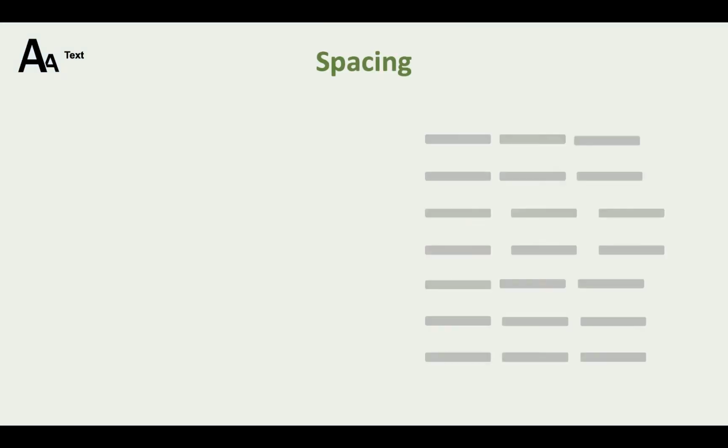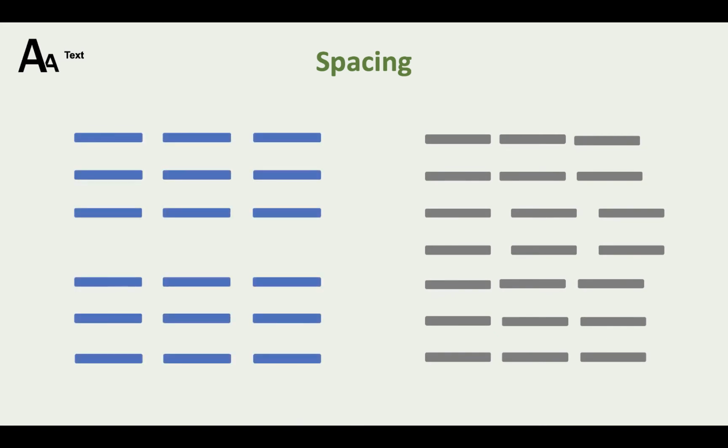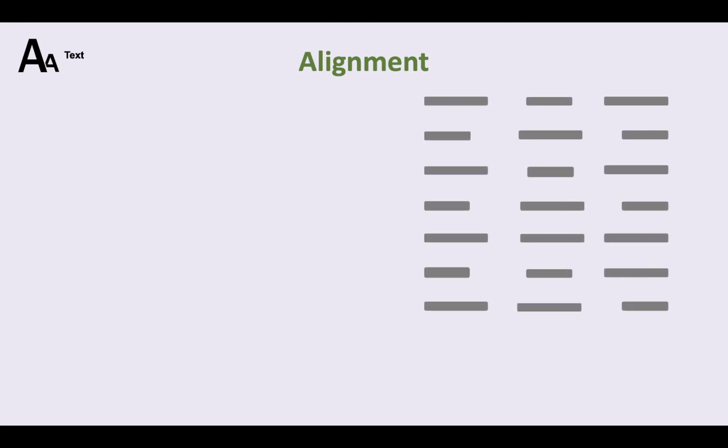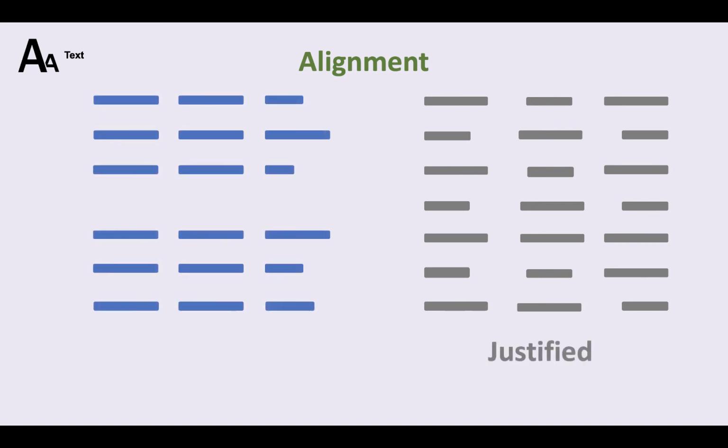Spacing. Rather than crowding text together, keep spacing within the paragraph at 1.5 times the font size and 2 times the font size between paragraphs. Alignment. Rather than select Justify to align text to both left and right, align your text to either left or right, then it can adjust to various sizes of display screens.